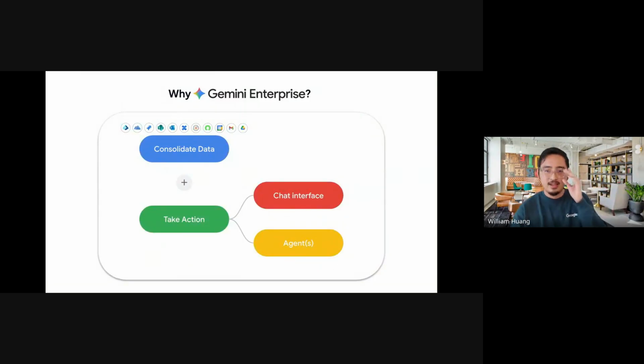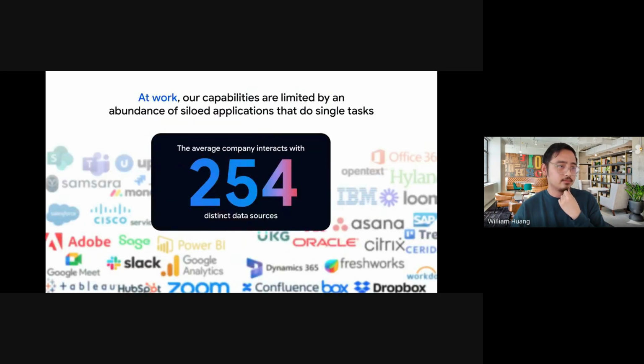But now, I've been talking about what Gemini Enterprise is, and hopefully you have a better understanding of that before we pass it to Evan. But why Gemini Enterprise really? Now that we understand it's an agentic platform, consolidates data, and allows you to take action, why is that important? I really just try to make it simple. Consolidate data, take action. Why is that important?